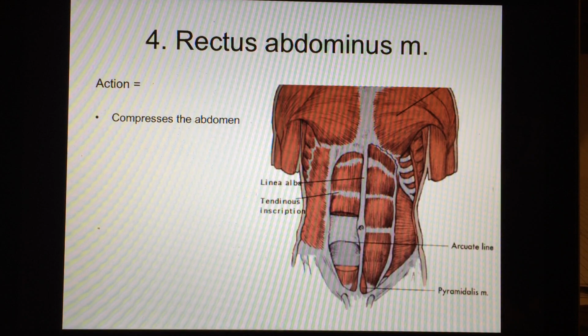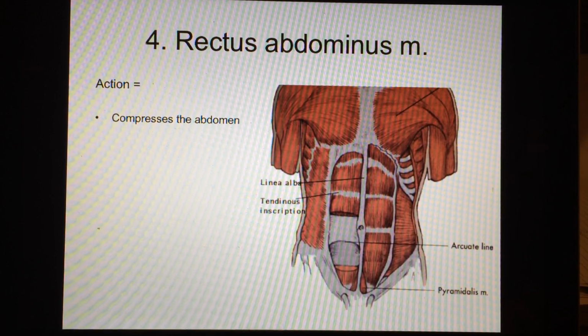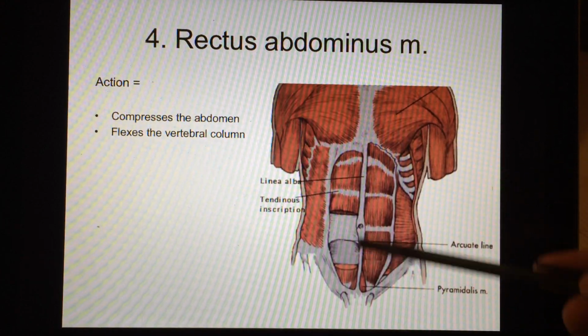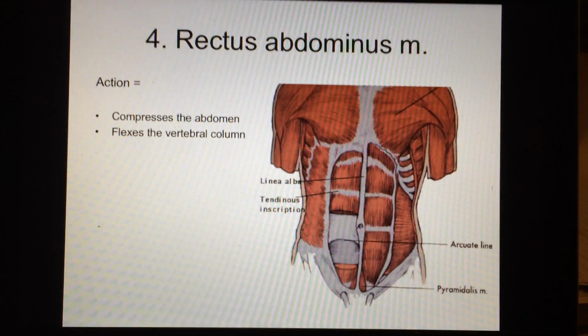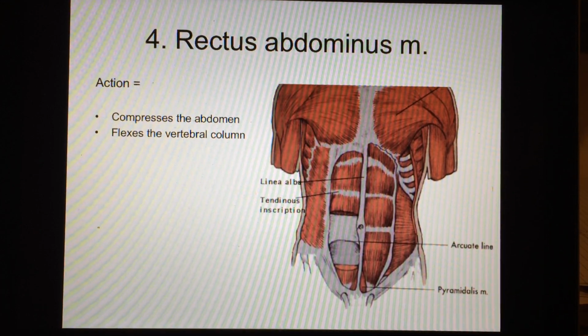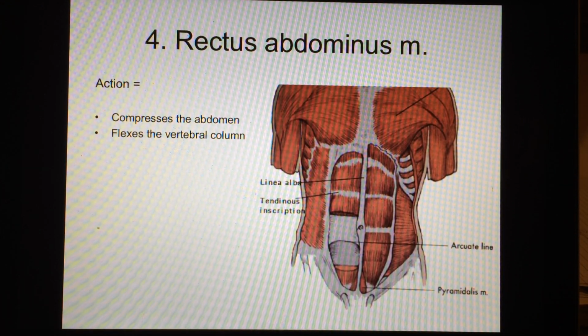Okay. Here we go. Action. Compresses the abdomen, so you guys know it helps do that. Flexes the vertebral column. It flexes the lumbar region. Flex is decreasing in angle, so that allows you to bend over. You want to bend over forward, you would use this muscle.